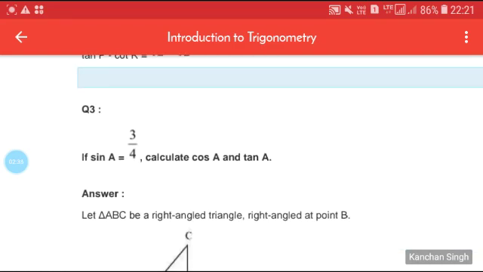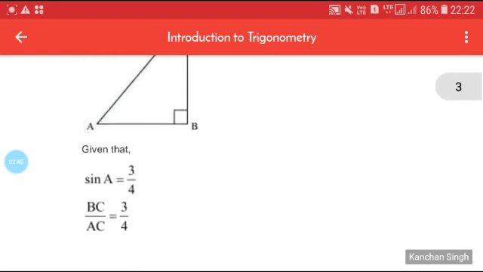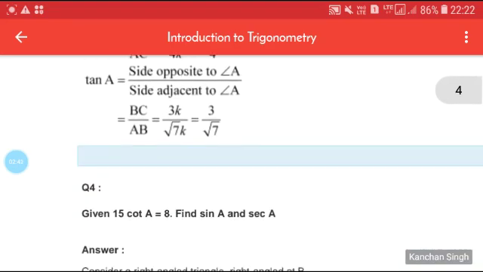If sin A is equal to 3 by 4, calculate cos A and tan A. Very easy question. First you find the third value and then you calculate the value.